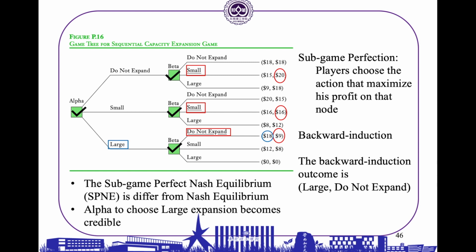On the other hand, in the sequential moving game, a threat of large expansion has full commitment by observing alpha's new factories. It forces beta to make decisions under the lowest knot in figure P16 and gives this subgame perfect Nash equilibrium. We will discuss the commitment problem in the following videos.